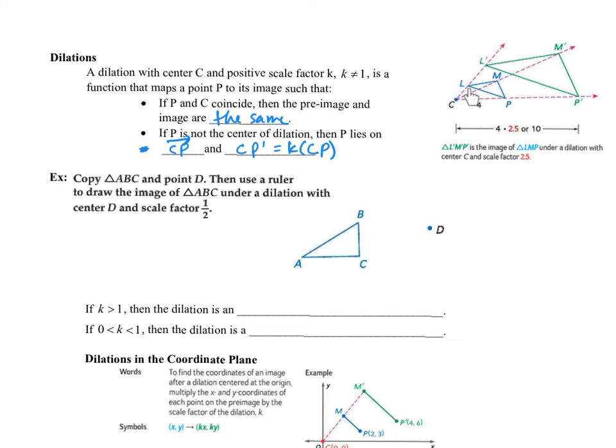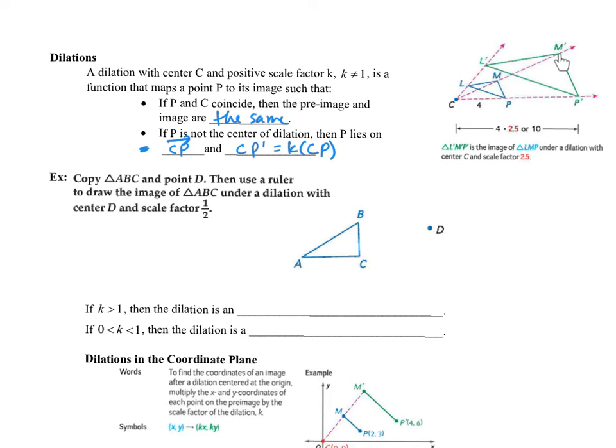Here we have a triangle LMP that's being dilated under a scale factor of 2.5, and here's our center of rotation, okay? So that means that L prime lies on this ray, CL, in such a way that the distance from C to L prime is 2.5 times the distance from C to L.